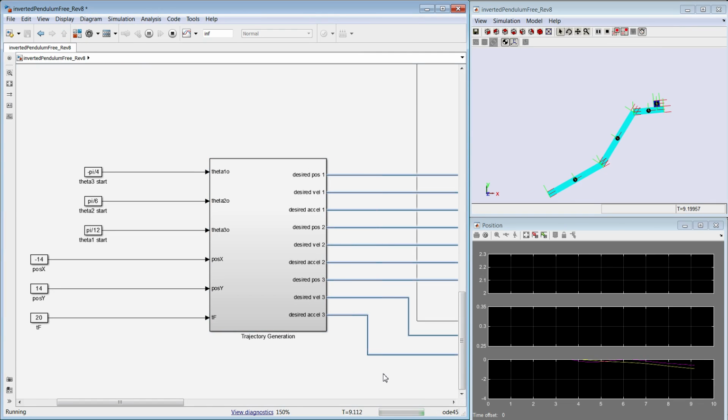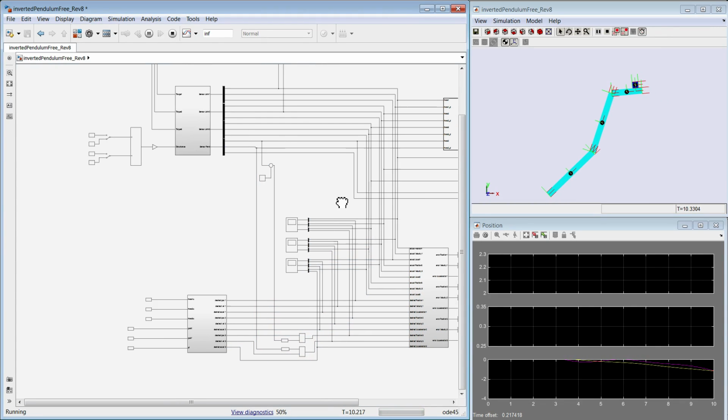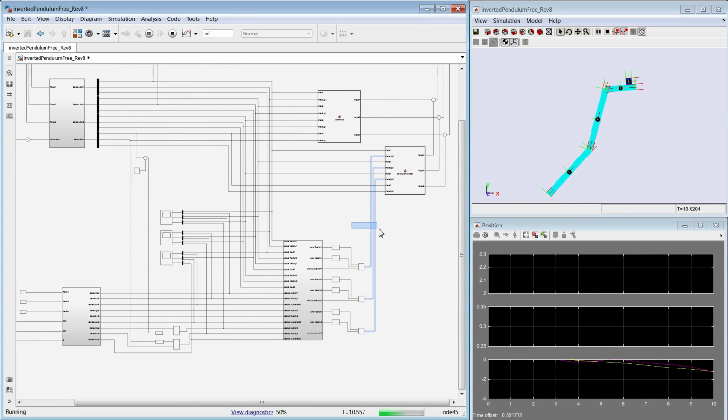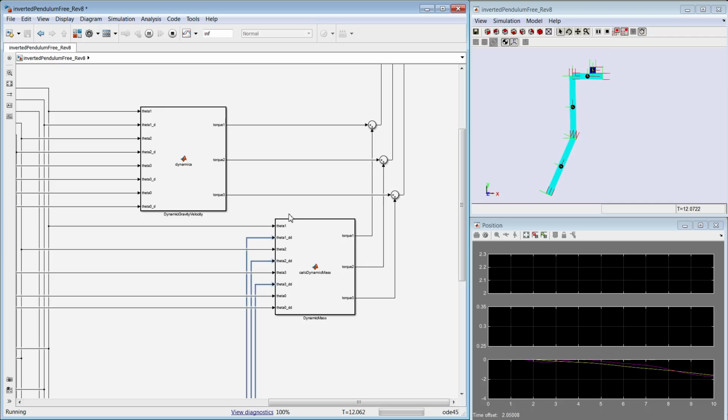The generated trajectories are then compared with the actual values of the system, which will create the error of the system. That error would be sent over to the mass manipulated dynamic block, which would be used to calculate how much torque we need to move the system.